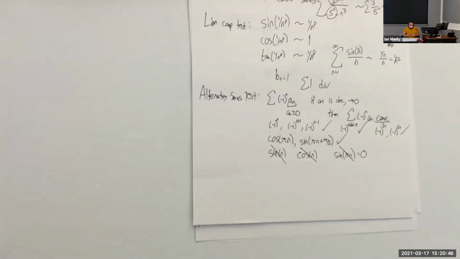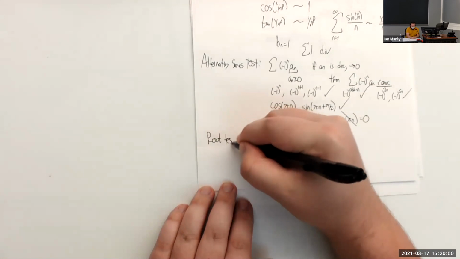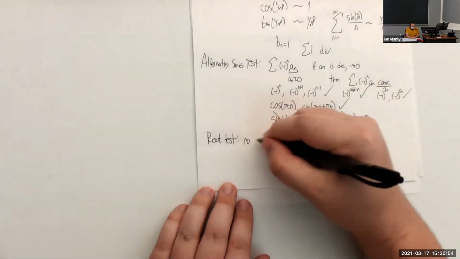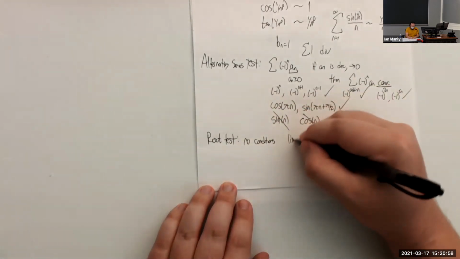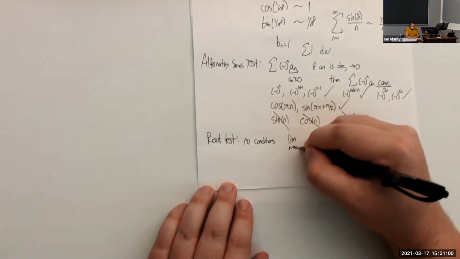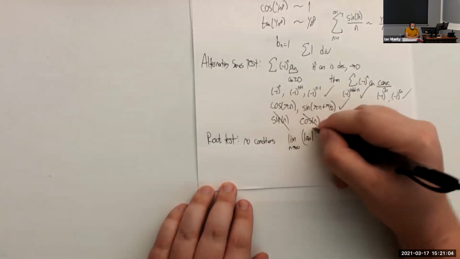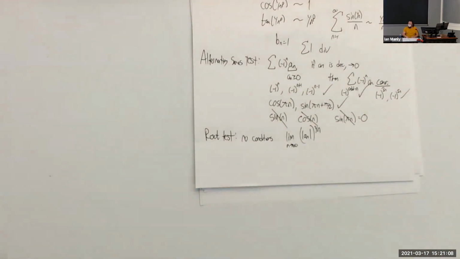All right, so that's alternating series. Let's see, we have 2 more tests. We have the root test. And the root test is nice because there are no conditions on what AN you could use it on. With the root test, we just look at the limit as n goes to infinity of the absolute value of AN raised to the 1 over n power right here.